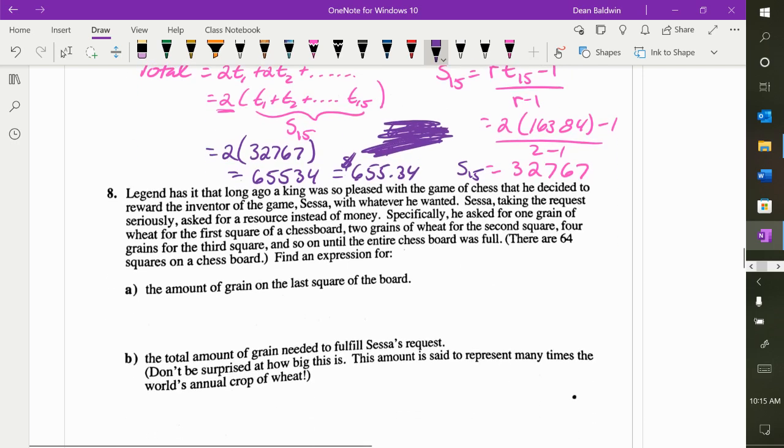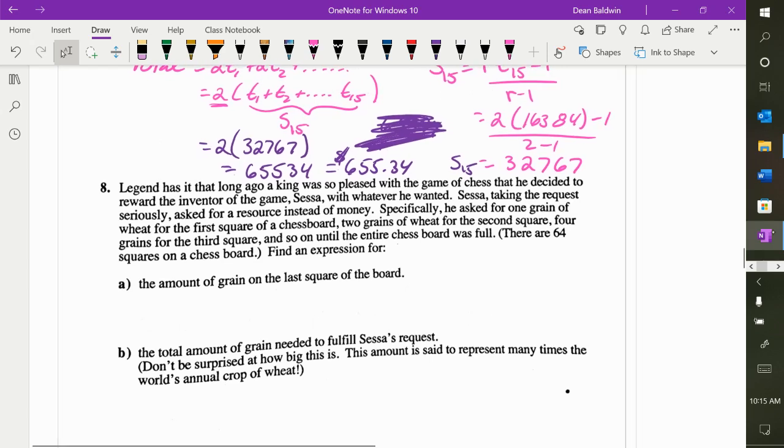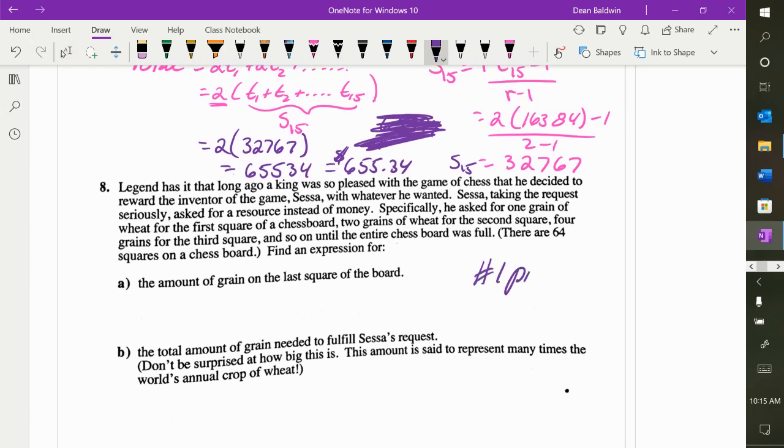All right, here's your questions. Number 1, pick 2. Number 2, pick 2. 3, 5, 6, 8, and 9. Question 8 here is a very, very famous problem. I really encourage you to do question 8. That is the end of the lesson. Thank you.